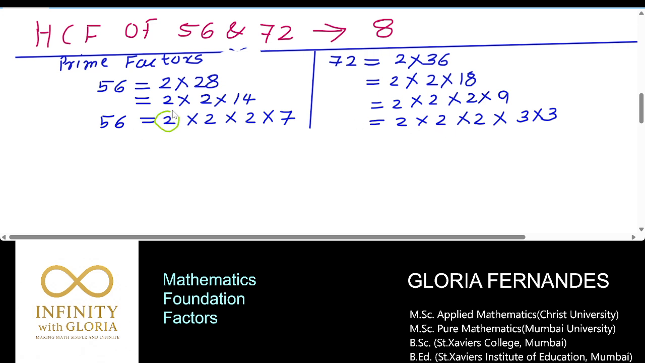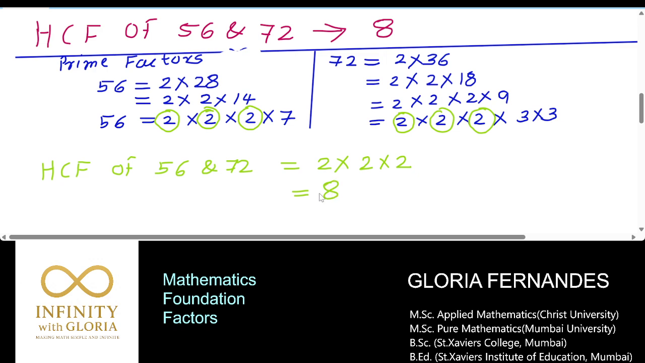So what are the common factors? 2, here also I have 2, then I have 2 here, then again I have 2 here, I have 2 here, again I have 2 here. Now 7 is not here, so there are not. So what are the common factors? How many numbers are the common here? 2, 3 times, right? So over here the highest common factor of 56 and 72 is going to be 2 times 2 times 2, that is going to be 8.